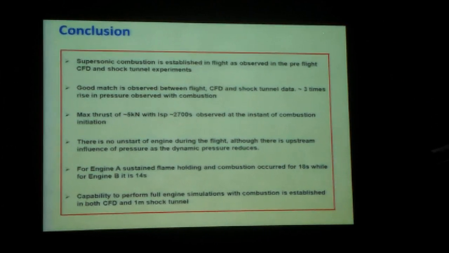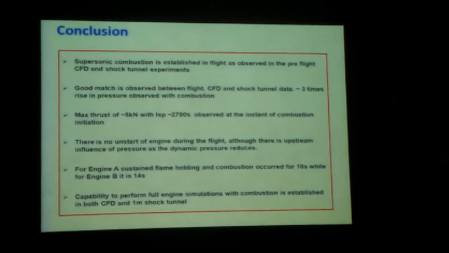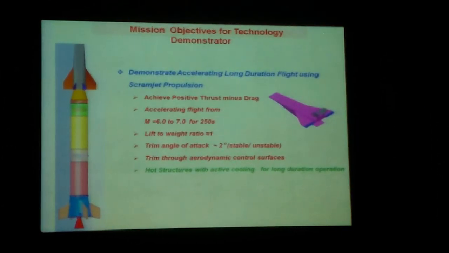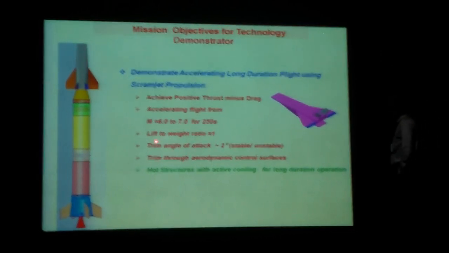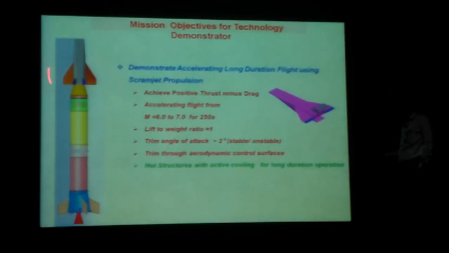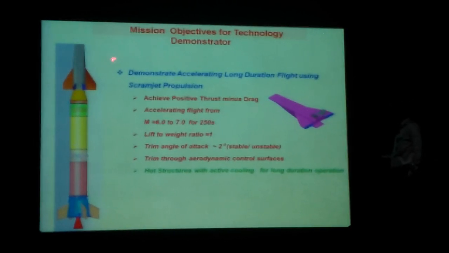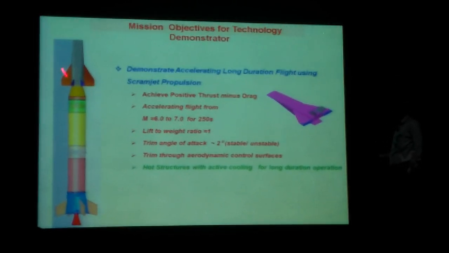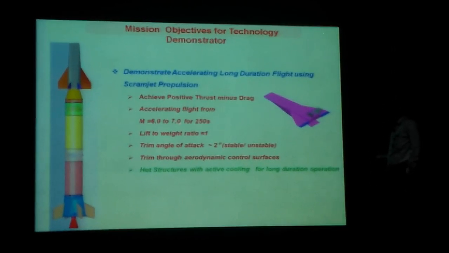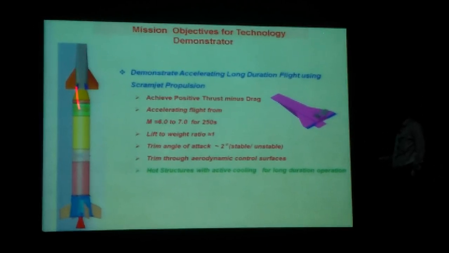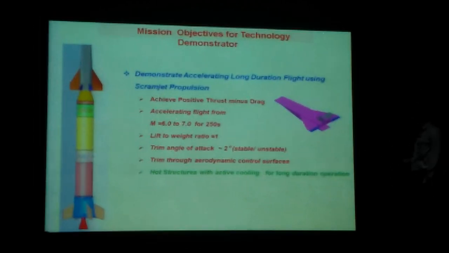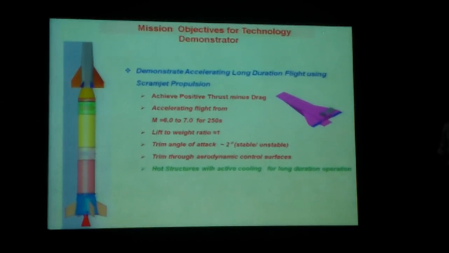Okay, so this is some of the conclusions which we got, which the next speaker will highlight. Now, what next? What we are trying to do next, of course, is not a sanctioned project, it is yet to get sanctioned. We are going to mount it on top of a suitable vehicle called the test vehicle, which will take it to Mach number 6.